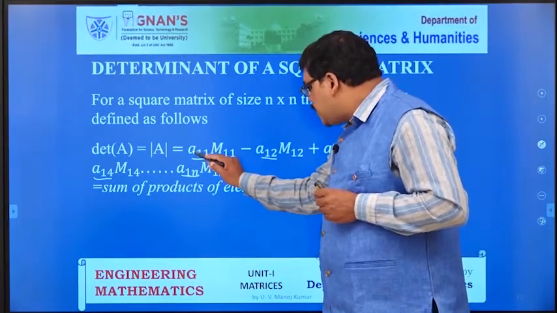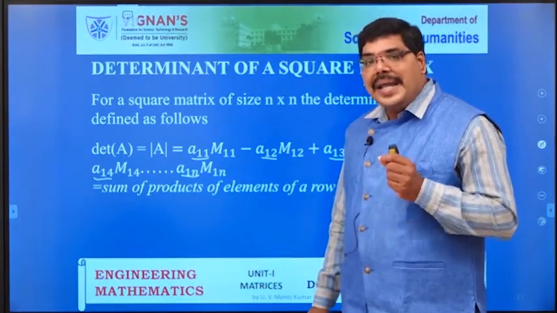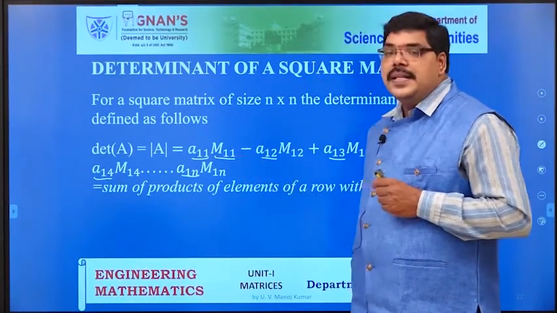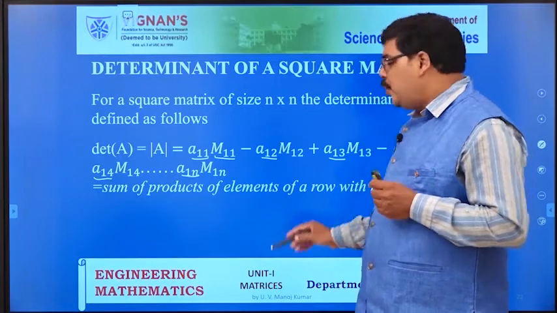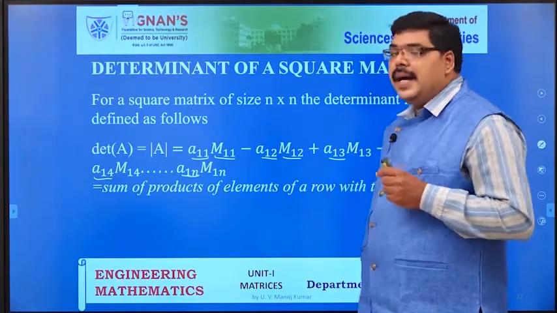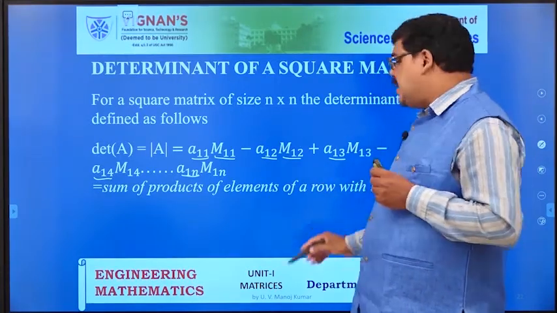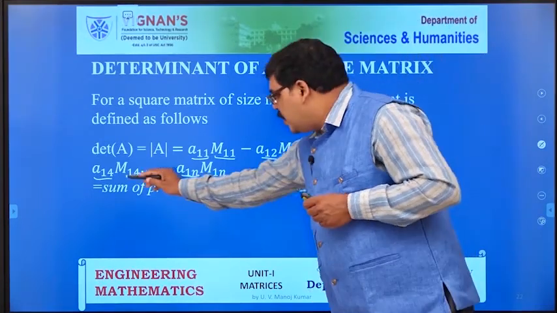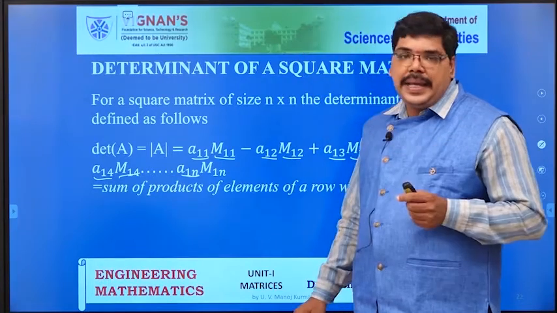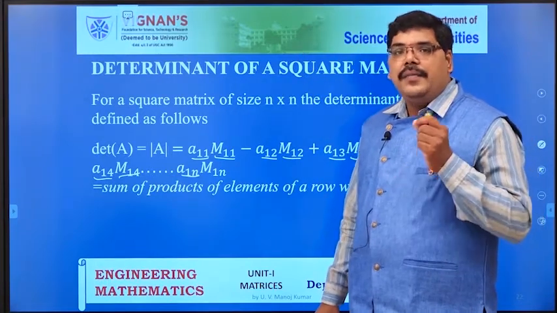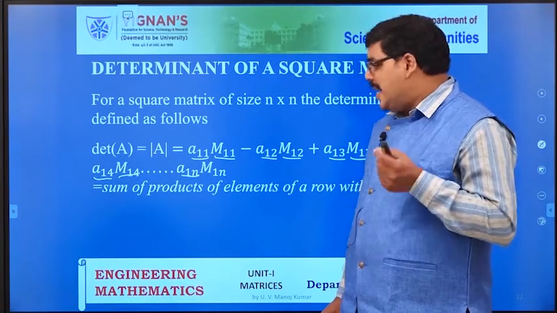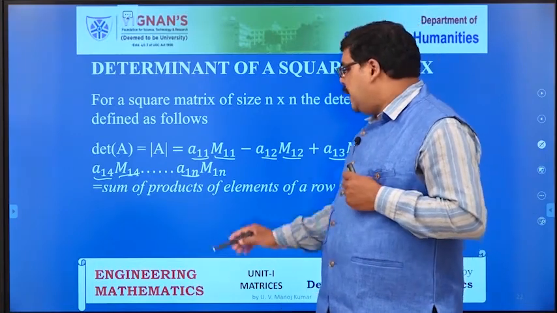What is the minor corresponding to A11? The minor corresponding to A11 is M11. So multiply them. Similarly, the minor corresponding to A12 is M12, the minor corresponding to A13 is M13, and the minor corresponding to A14 is M14. Like that, multiply each element with the corresponding minor and change the sign alternately.